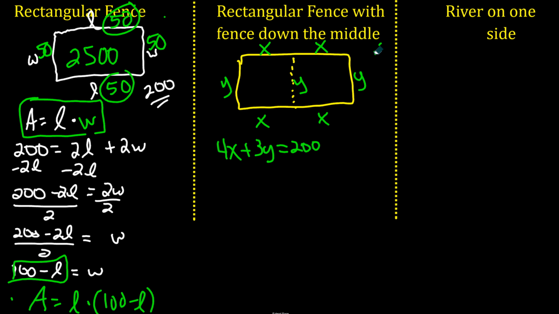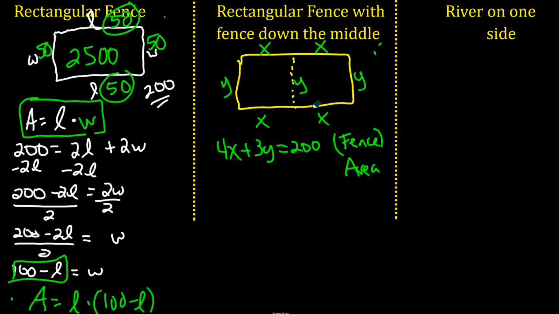And that's going to be because we have 200 feet of fence. We're going to add up all of the different segments of fence. This is going to be our fence formula. But we want to maximize the area. And so the area is going to be length times width, or base times height of this rectangle.